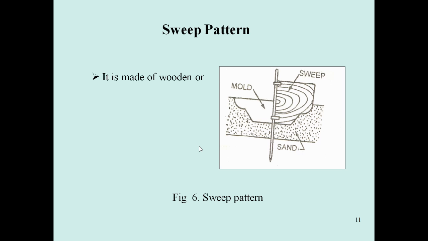The sweep pattern is made of either wooden or metal plate. This plate revolves around a fixed axis, around a fixed point. The sweep or plate will revolve around a fixed axis so that the sand is removed. Next one is skeleton pattern.